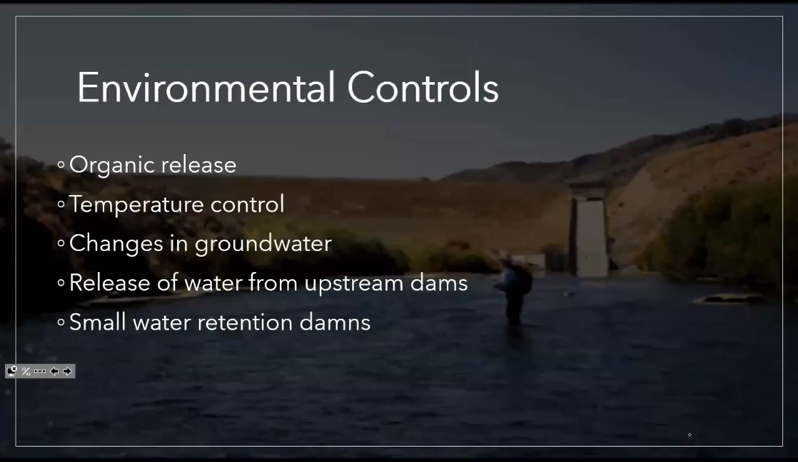The most interesting idea for me is the control of environmental conditions. As we already talked about, organic release probably has some effect on bryozoan growth. But really what I think we should focus on, in my humble opinion, is temperature control.